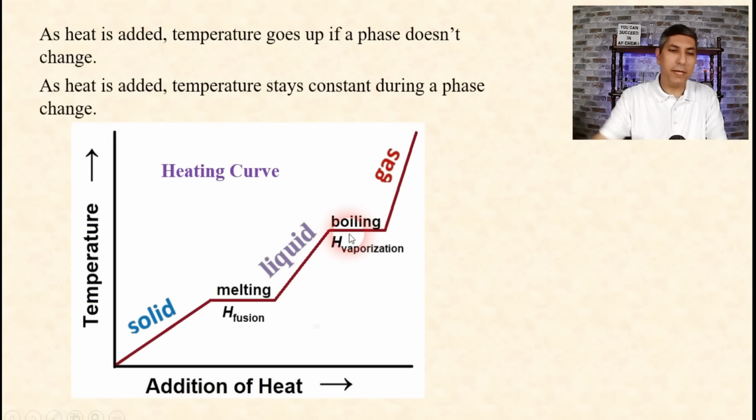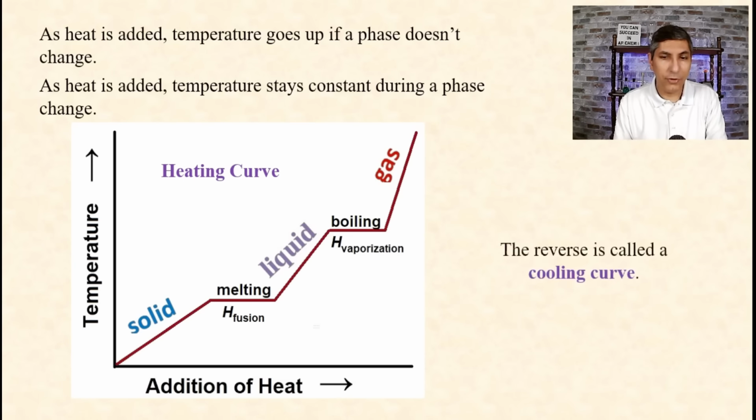Very often on the AP exam, they'll have this diagram, except of course they won't label the solid, liquid, gas. They won't label the melting or the boiling. You have to know that part of it. Now, sometimes they actually draw this curve in reverse, where it starts off at a high temperature and then it drops. That's called a cooling curve, essentially because you're going in reverse.